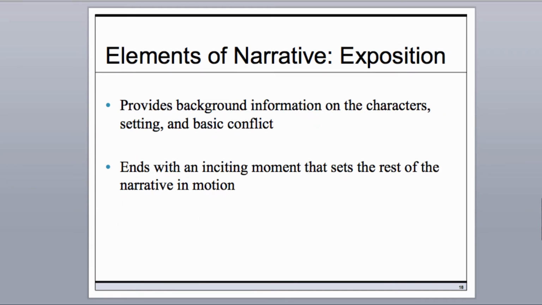Okay, elements of narrative related to exposition. It provides background information on the characters, the setting of the story, and basic conflict or conflicts. And the exposition also ends with the inciting moment that sets the rest of the narrative in motion. So you can look for the exposition to establish the characters and then put the narrative in motion for the rest of the film.